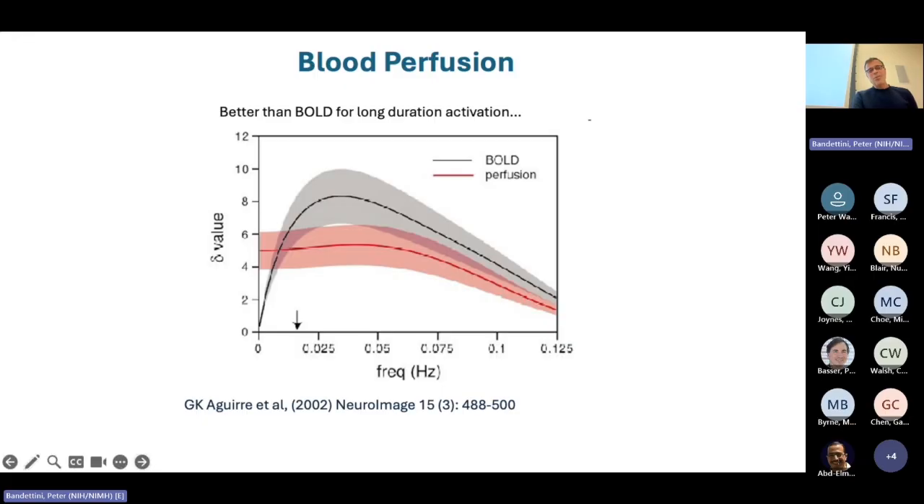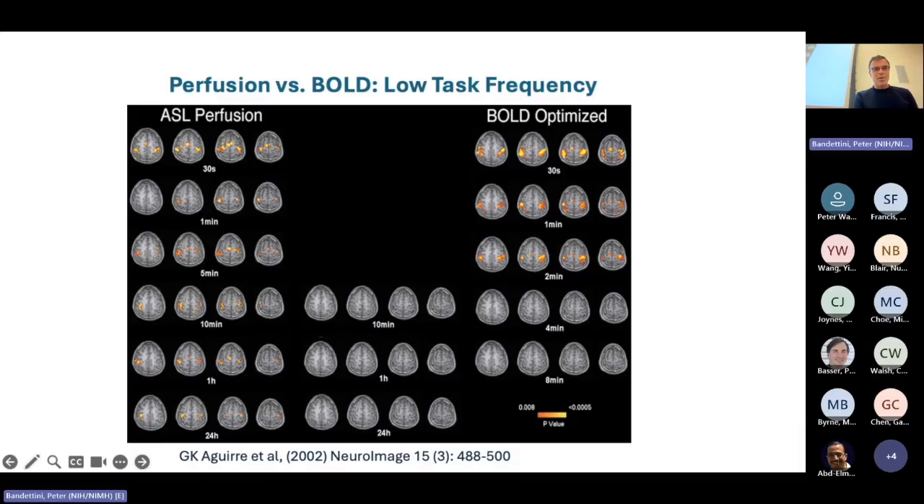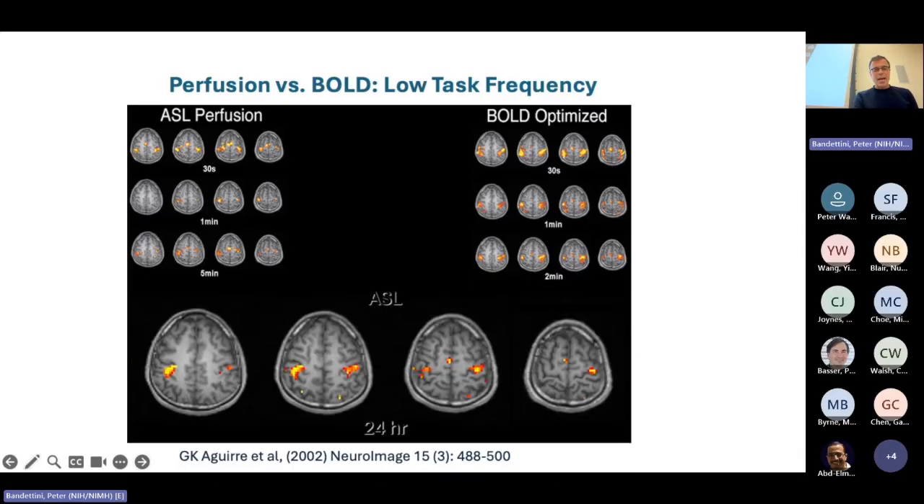But this baseline is rock solid with perfusion. So perfusion is way better than BOLD if you have super slow stimuli. And this just shows it right here. This is comparing perfusion with BOLD. And this map is actually most telling: even if you compare 24 hours, we collected a baseline perfusion one day, activation perfusion the next day, you get really nice maps of activation. So you couldn't do that with BOLD at all.